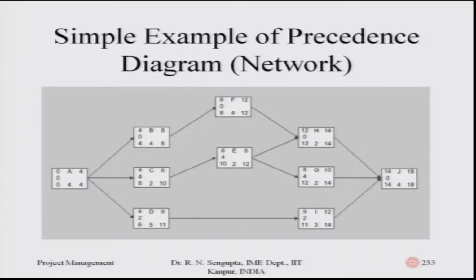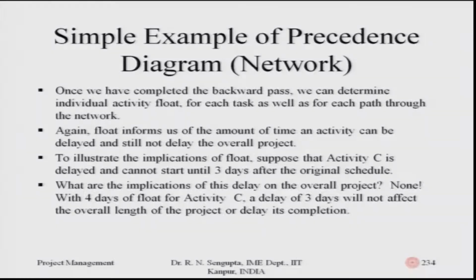All the values, how they are calculated, I am going to come to that very soon. Once you have completed the backward pass, that means either going in the concept where you go from the left to the right or you come from the right to the left, we can determine. What the backward pass is and what the concept of forward pass is, I will come to that. Using that we can determine individual activities, their floats for each task as well as for each path through the network, what is the overall time duration taken and whether that time duration is critical or not.